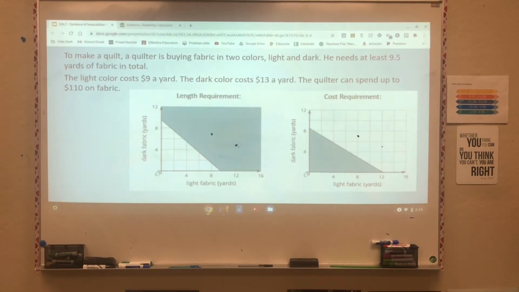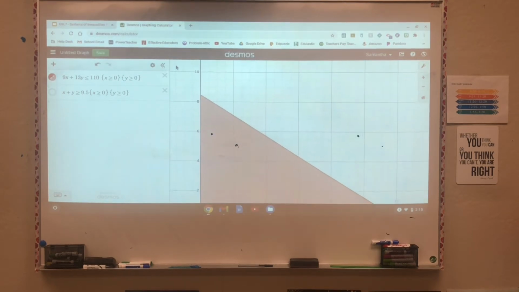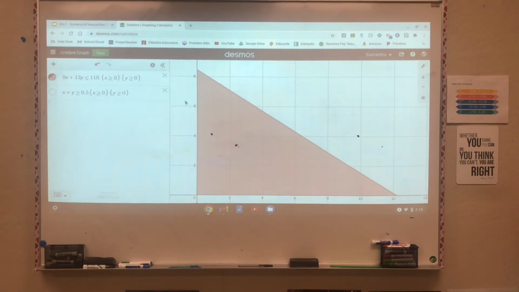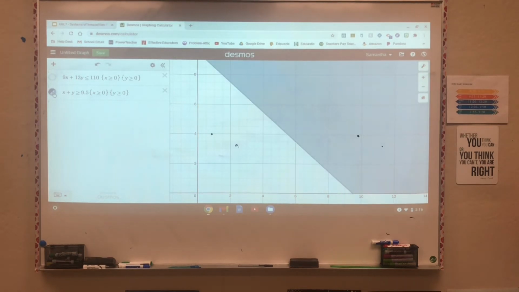I'm going to exit out of our PowerPoint, and I'm pulling up this website. I've already typed in both of our inequalities you came up with earlier. I'm going to move it down a little bit so we can see all of it. There it is. So I can turn on one, that was the first one we were looking at. There's the second one we were looking at.